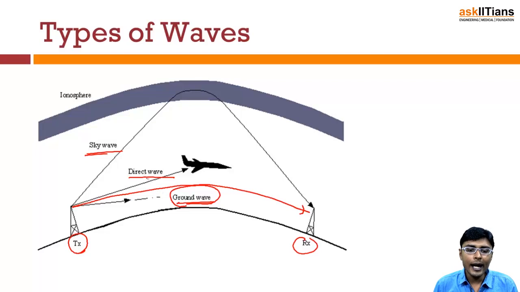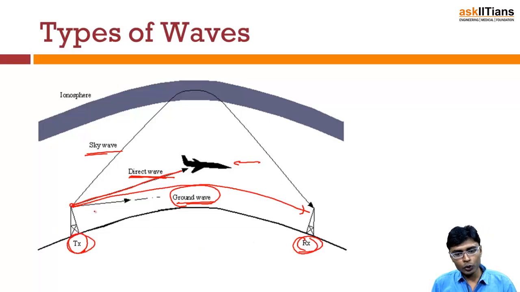Whereas in an example of direct wave, let's suppose our receiver is an aeroplane. In that case, our waves will go directly towards the receiver from the transmitter. It will not be following any path or going in any other direction. If we consider this a receiver and this a transmitter, and we do the communication by using direct wave, then there will be a direct line going from transmitter to receiver. But in case of ground wave, it follows the earth's curvature.